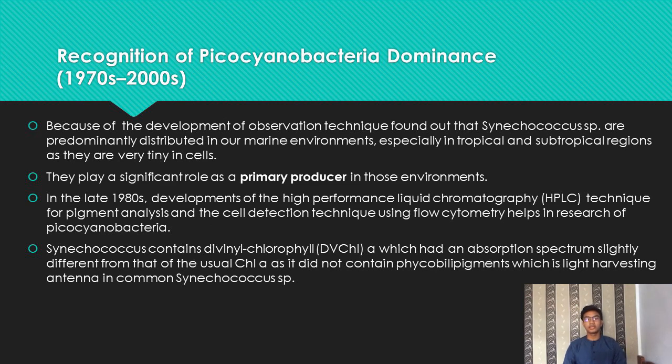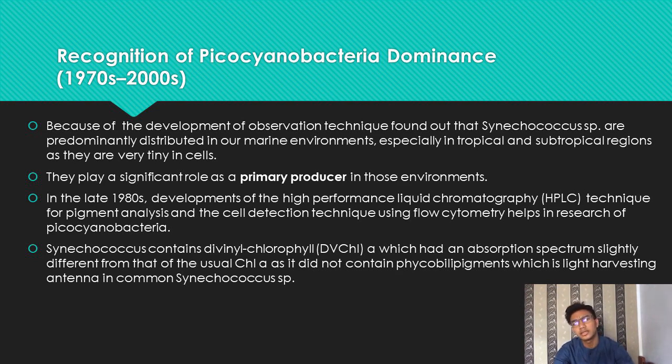Okay, the second slide is about the recognition of Picocyanobacteria dominance, which is from 1970 to the 2000s. Because of the development of observation techniques, it was found that there is a species named Synechococcus that is dominantly distributed in the marine environment, especially in tropical and subtropical regions. The species also plays a significant role as a primary producer in this environment.